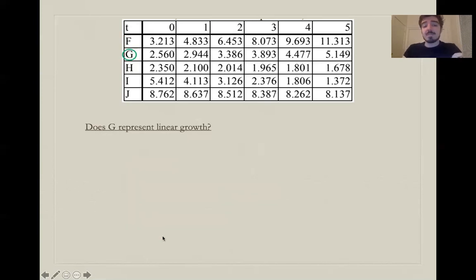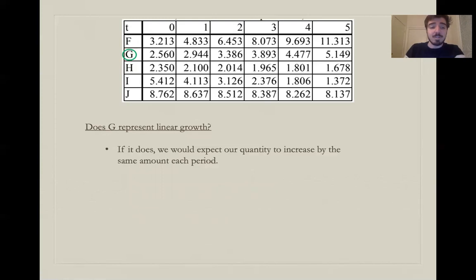For g, right, does this represent linear growth? Well, if it does, we would expect our quantity to increase by the same amount each period. So we'll do the same check that we did for f. Right? Let's go period 0 to 1. We subtract this number from this number. That's a jump of 0.384. That alone, though, is not enough for us to identify whether it's linear or exponential. We need to look at the next jump.